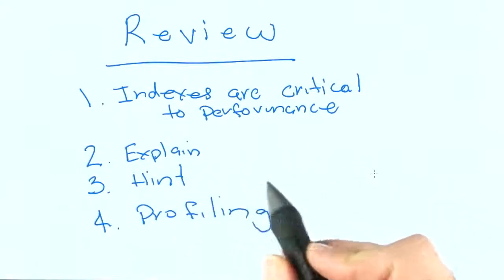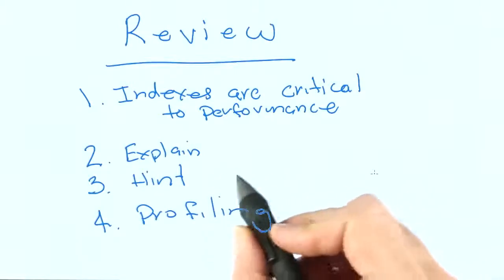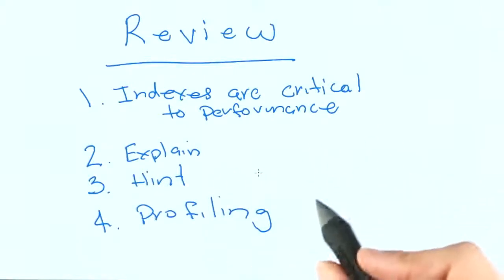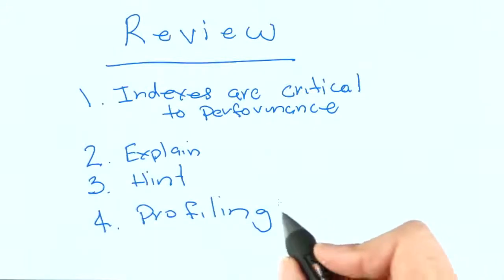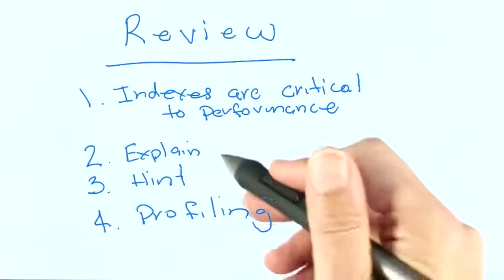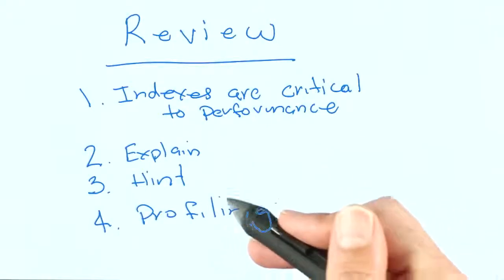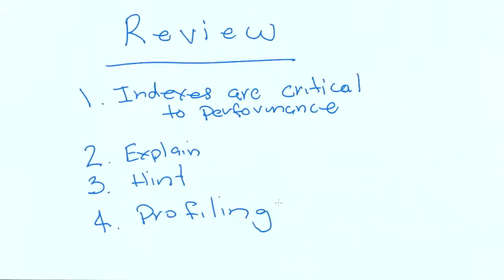We've learned how to use the hint command to instruct the database to use a particular index for a query. And we've learned how to turn on profiling and look at the profiling information to figure out which of our queries are slow so that we can use the explain command, possibly use the hint command, possibly create new indexes.